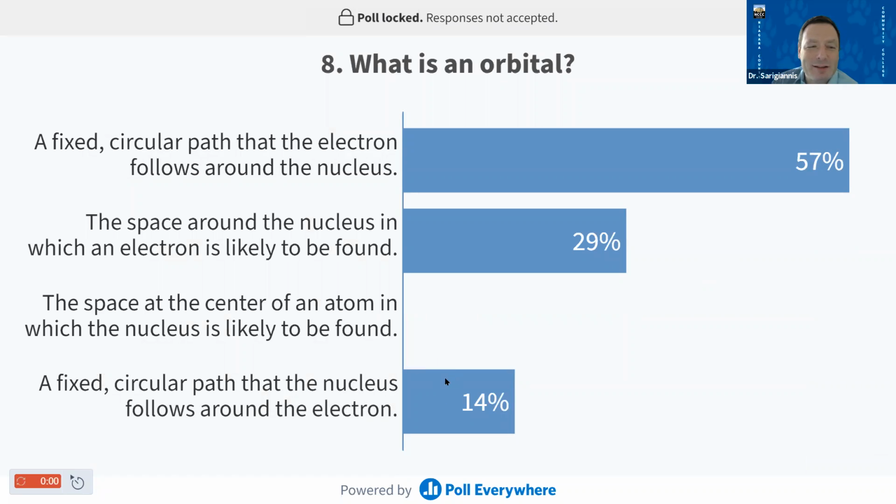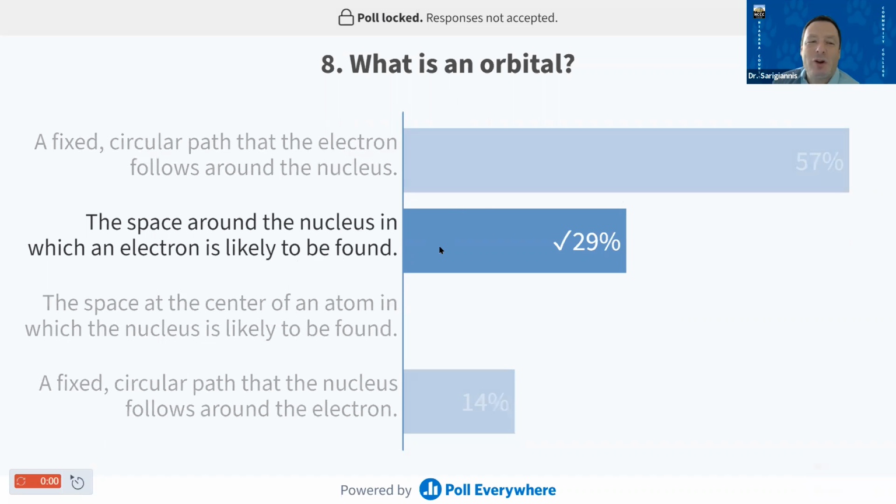The nucleus is in the center of the atom, right? And the electron is around it. The question is, how is it around it? Maybe this is kind of a poorly worded question because the original idea had electrons following a fixed circular path. However, now we know that an orbital is basically the space around the nucleus in which an electron is likely to be found. So it's more of a probability cloud, probability distribution.